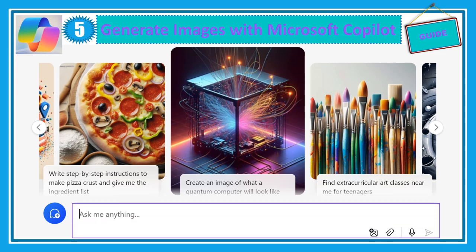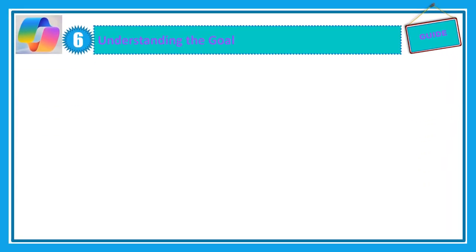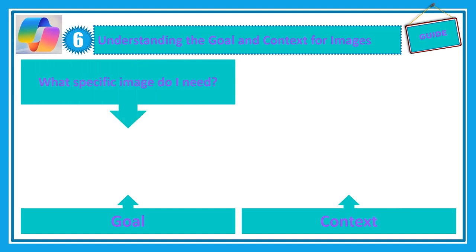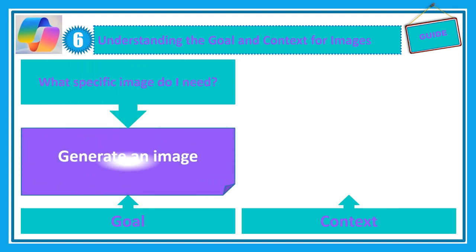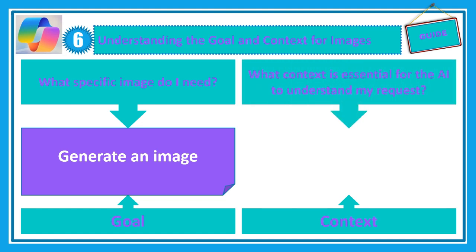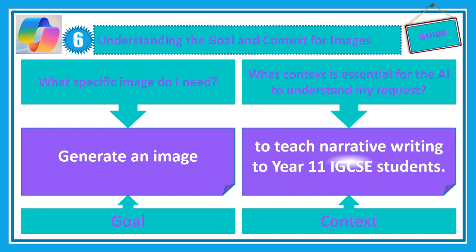Step 6. Follow the same process you followed for generating the text prompt. Begin by understanding the goal and context of the prompt. Ask yourself, what specific image do I need? For example, generate an image for the story. What context is essential for the AI to understand my request? For example, to teach narrative writing to Year 11 IGCSE students.